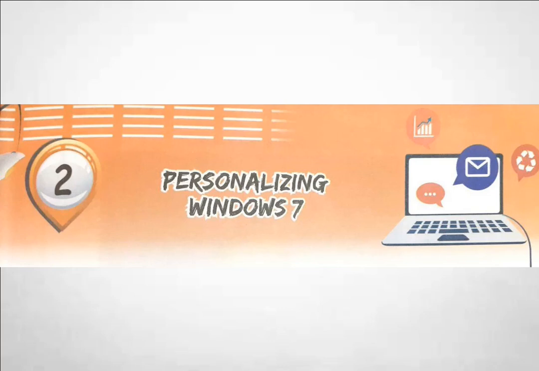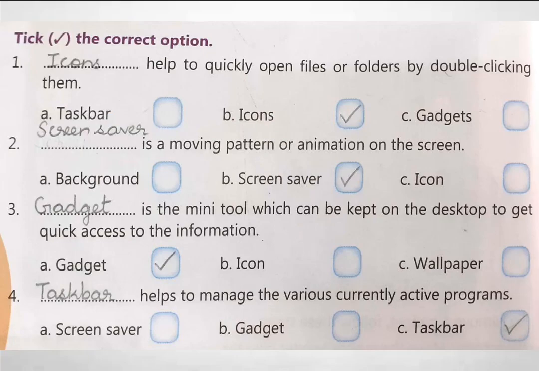In this section, we are going to discuss exercise questions of chapter 2, personalizing Windows 7. First one is, check the correct option.